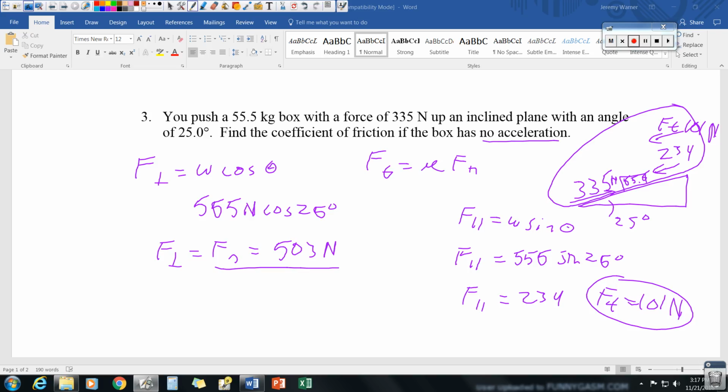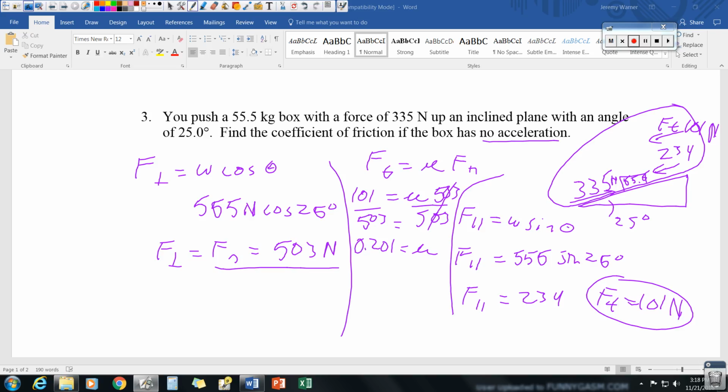So we plug this in now. I kind of ran myself out of room here. We'll try and fit this in here. So we've got a frictional force of 101. We need to find mu. Our normal force is 503. So divide both sides by 503. So mu, the coefficient of friction, is basically 0.2. I think if you round it off to 3 sig figs, which is what we want, 0.201 is what we're looking for. So there's your best final answer.